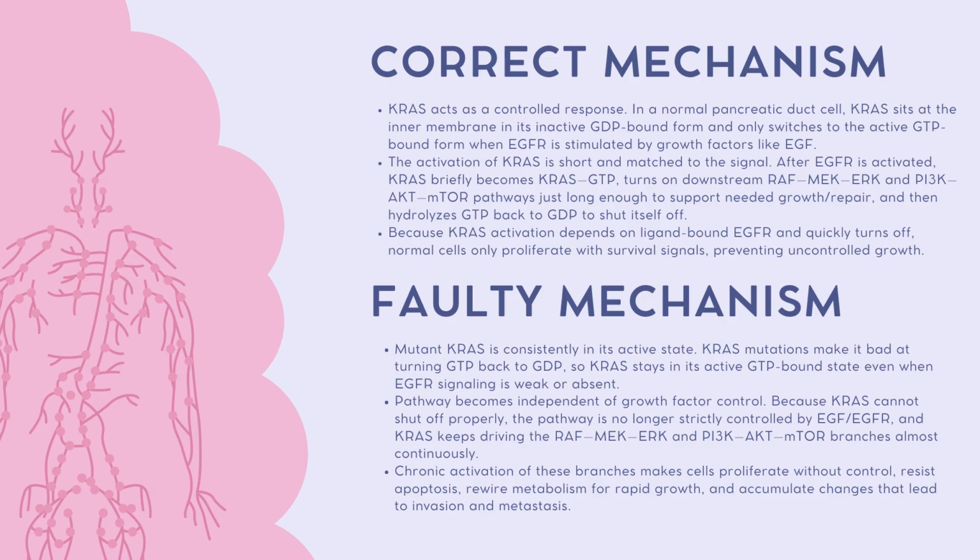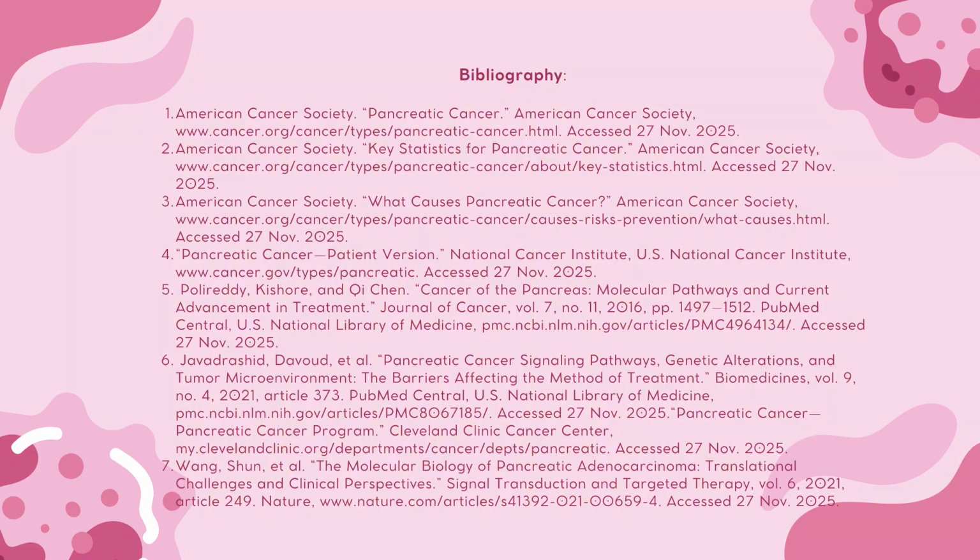In the faulty mechanism, however, Kras can't efficiently turn GTP back to GDP, so it remains active even when no growth factor is present. This makes the pathway run independently of EGFR and sends constant growth and survival signals through the same downstream branches. The continuous activation pushes cells to divide uncontrollably, resist cell death, and develop traits that support invasion, spread, and metastasis. This is my bibliography.